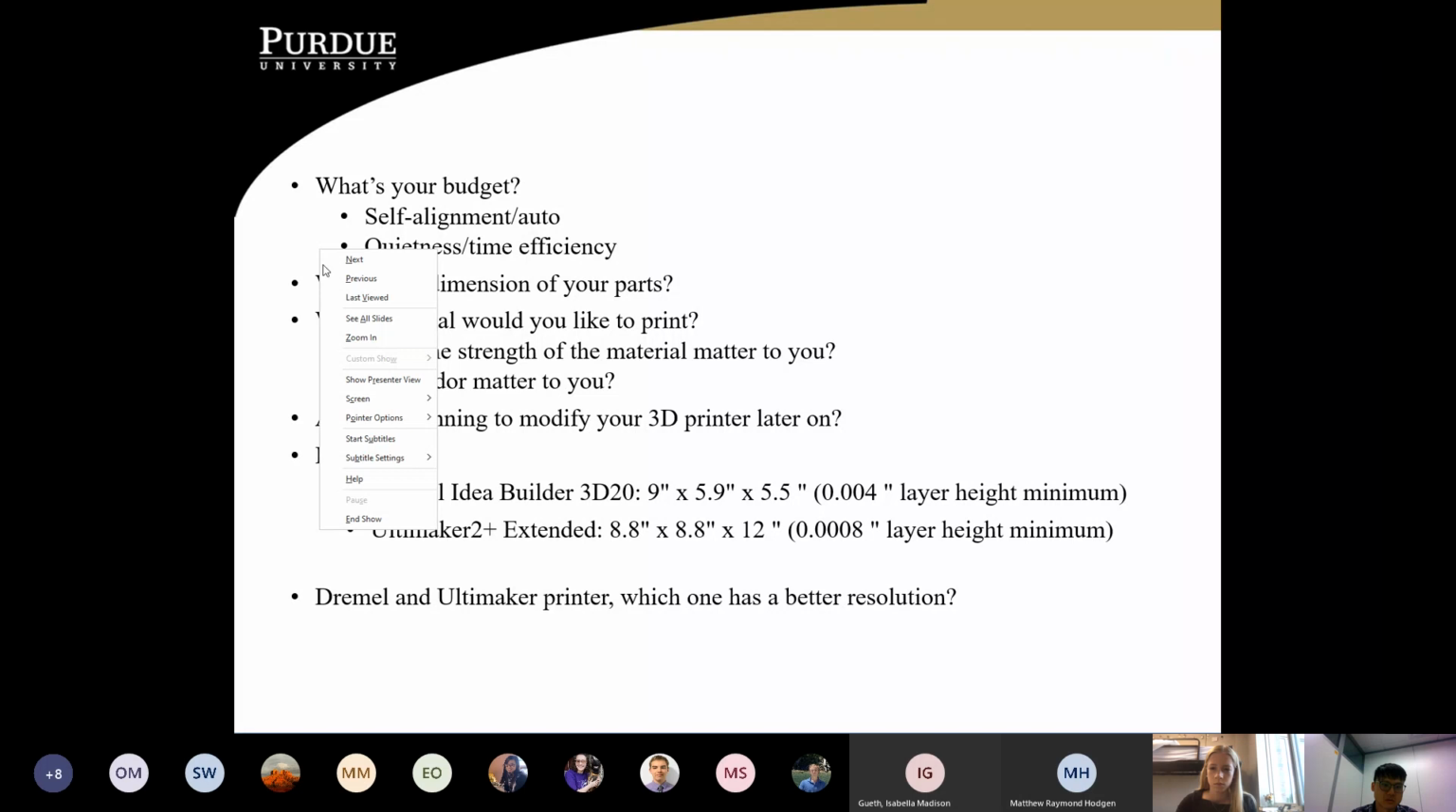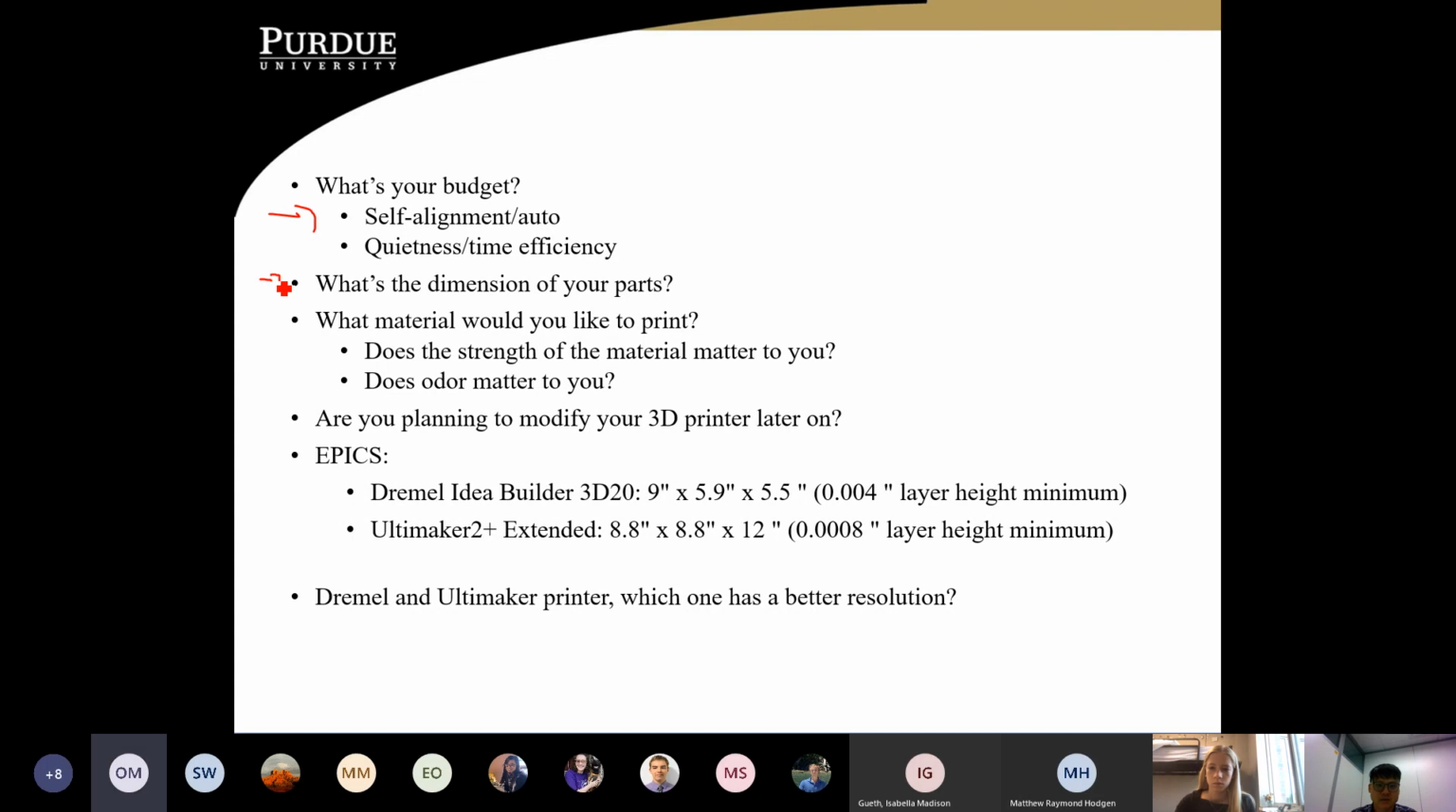So what's your budget? So my pen over here. What's your budget, and then what dimension of your part? So in common EPICS right now, we have two Ultimaker and then one G-Max. The G-Max can print larger specimens. Now, I hope I don't offend anybody.